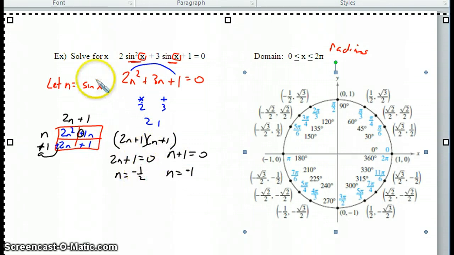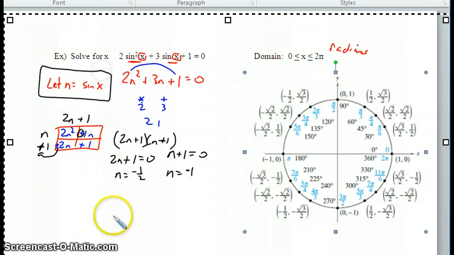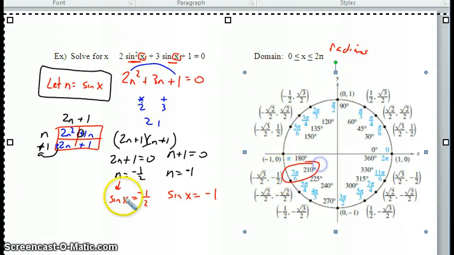So now what I want to do is come back and look at this. If I said that n was the same as sine of x, let's change that to sine of x equals negative 1/2 and sine of x equals negative 1. And so now I can figure out what values have a sine of negative 1/2. Looking over here, it appears that 7 pi over 6 does. Also, sine of negative 1/2 would also be 11 pi over 6. What angles have a sine of negative 1? That's just going to be 3 pi over 2.